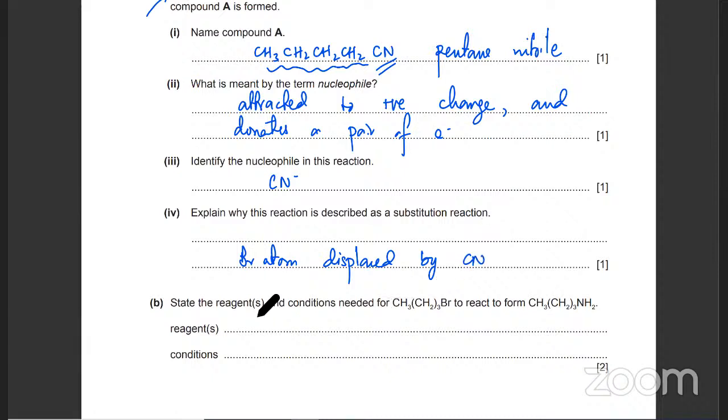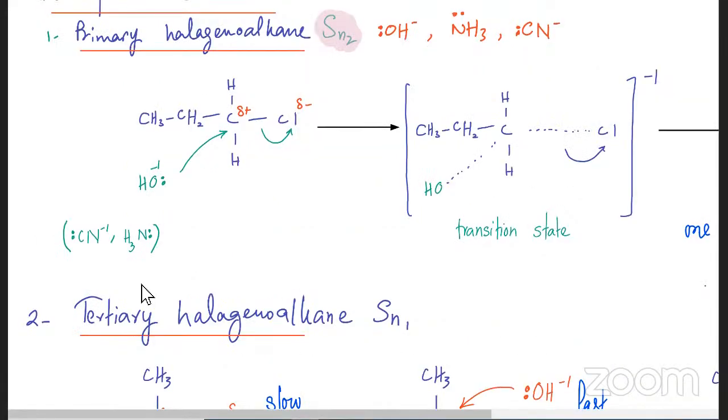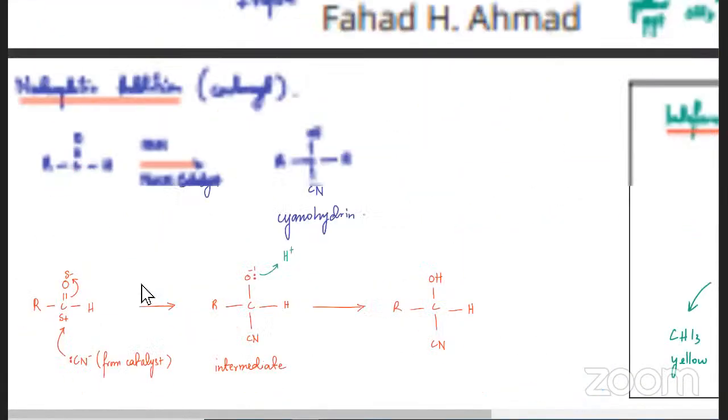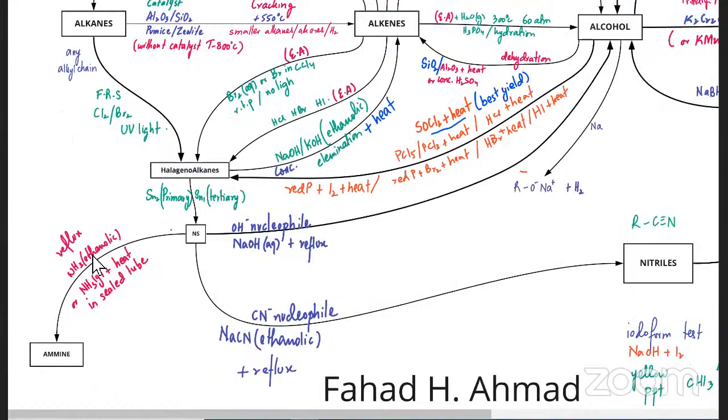Hence the word substitution. State the reagents and conditions needed to convert this into an amine. That is also a nucleophilic substitution reaction. You either add ethanolic ammonia and reflux, or you add ammonia gas plus heat in a sealed tube under high pressure. Those are the two reagents that you're going to use.